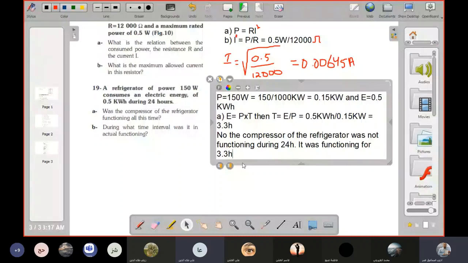So this is part A. We calculated the time of the functioning of the compressor by using the formula T equals energy over power, with the energy 0.5 kilowatt hours and the power 0.15 kilowatt. So the time is 3.3 hours. The compressor of the refrigerator was functioning only for 3.3 hours and not during 24 hours.